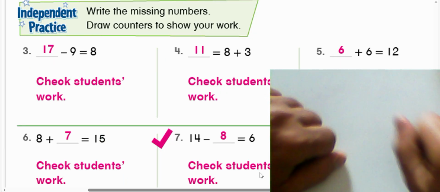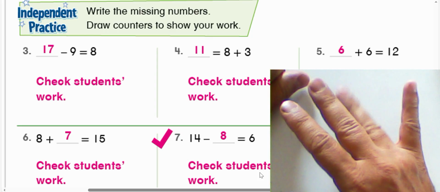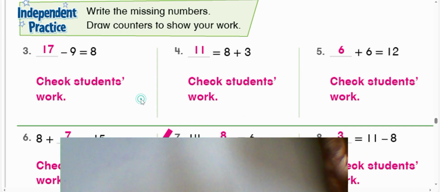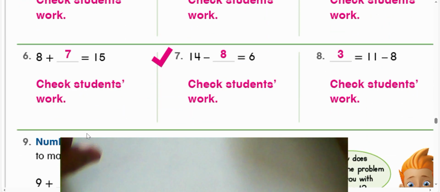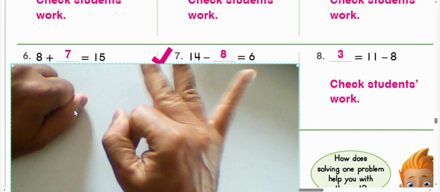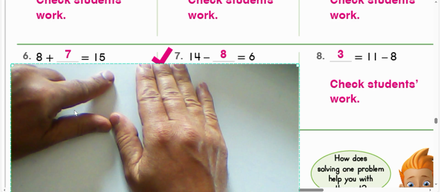6 plus what equals 12? After 6, 7, 8, 9, 10, 11, 12. 6 plus 6 equals 12. 8 plus what equals 15? After 8, 9, 10, 11, 12, 13, 14, 15. Then the result will be 7.